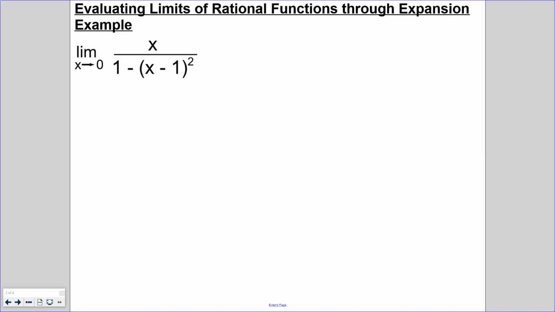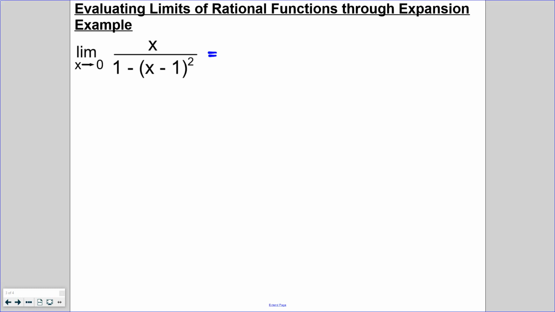So in our first example, we're going to look at the limit as x approaches 0 of x over 1 minus the quantity of x minus 1 squared. So as we previously learned, the first thing we always want to try is direct substitution, because maybe the function we're taking the limit of is continuous. And if it's not, it usually gives us some hints of what to do next. So we will try direct substitution first in this example.